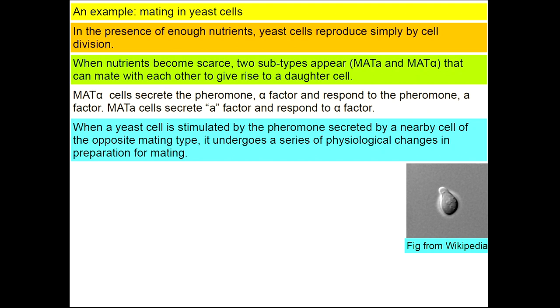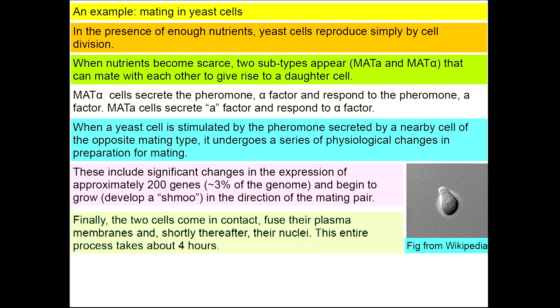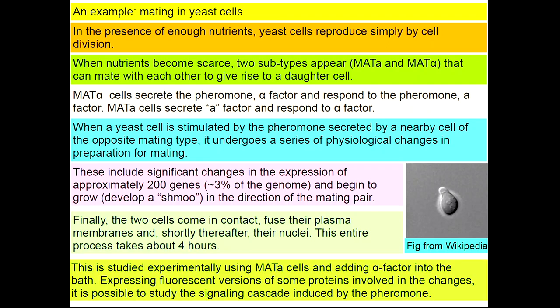The schmoo goes in the direction of the growing amount of pheromone, because that is going to lead the cell to the mating partner. And so pheromone induces changes in the expression of many, many genes, which is a large percentage of the total genome of the yeast. And they develop this schmoo. And then the cells come into contact, they mate, and they reproduce in that way.